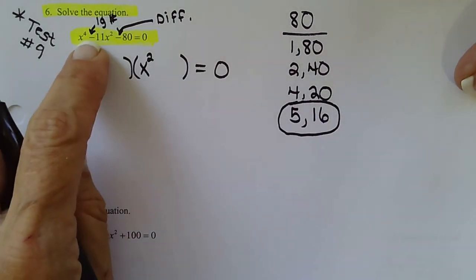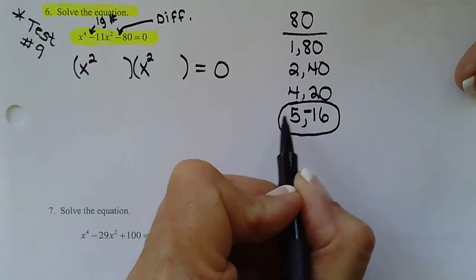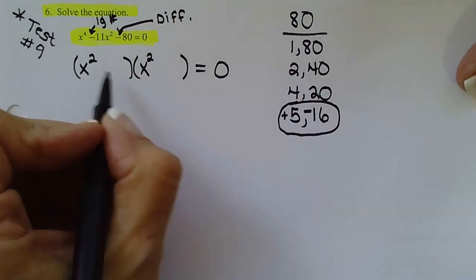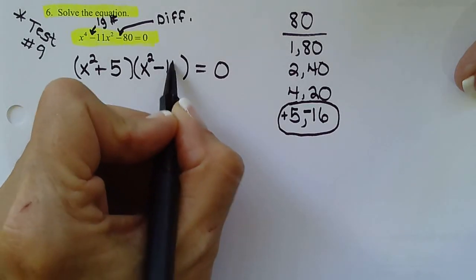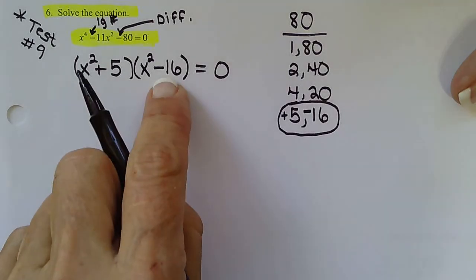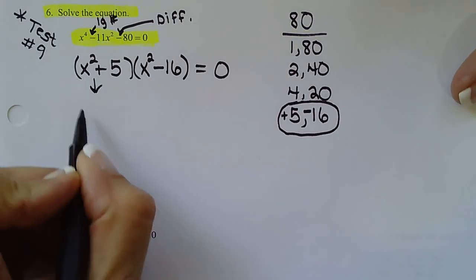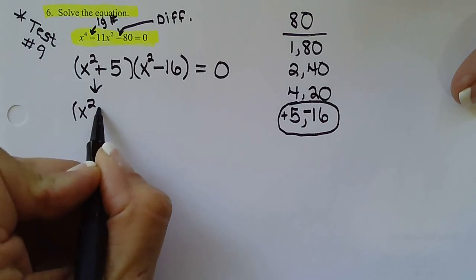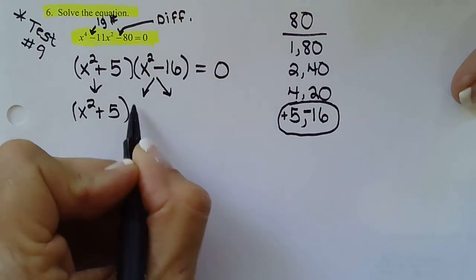So now we have to put the signs in different, largest one negative. So minus, positive. So then we write x squared plus 5, x squared minus 16. So do either of those factor again? Difference of squares, not this one. So that one comes down as is. And this one turns into x plus 4, x minus 4.